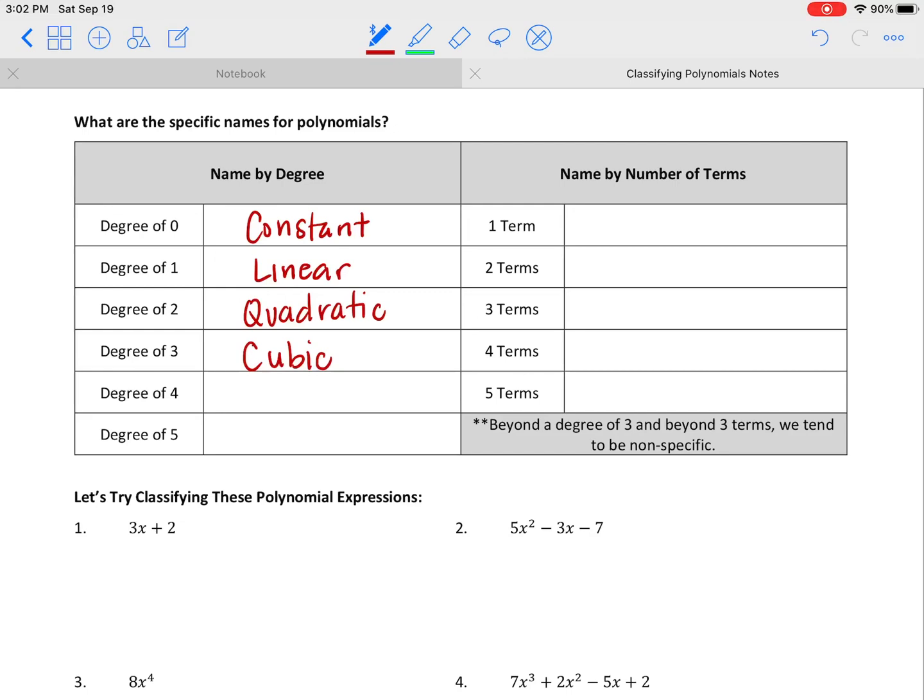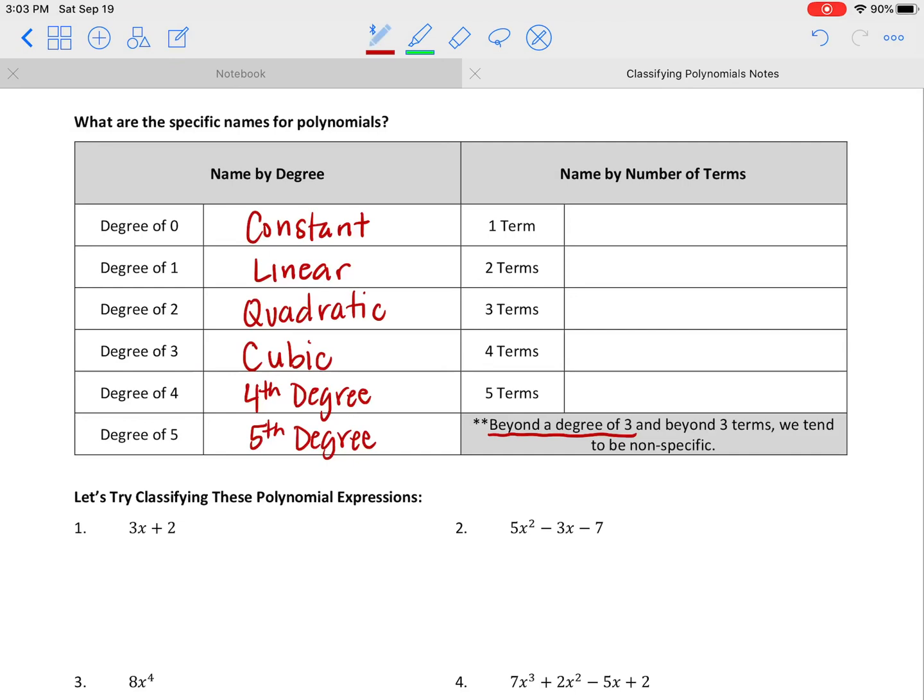After a degree of 3, we're going to say non-specific. So beyond a degree of 3, it's going to be non-specific. So a degree of 4, we're just going to call it a 4th degree. Or a degree of 5 would be a 5th degree. Or a degree of 6 would be a 6th degree, a degree of 7 would be a 7th degree, and then they would just continue on with the nth degree depending on what n was after 3.